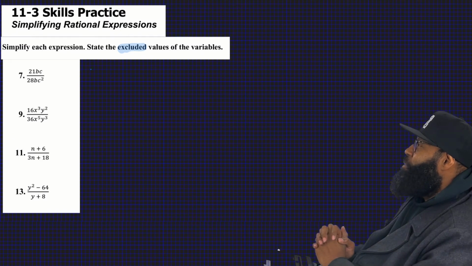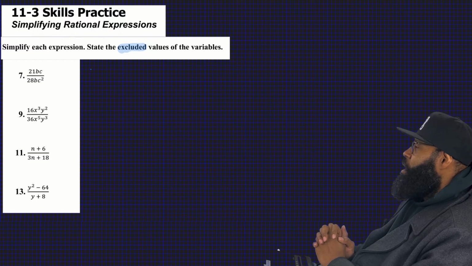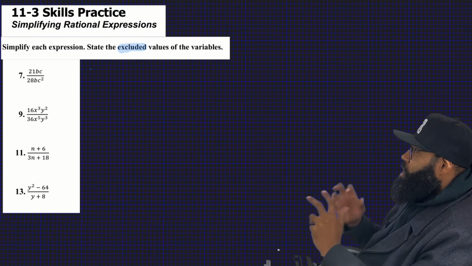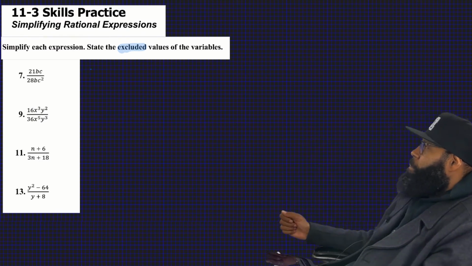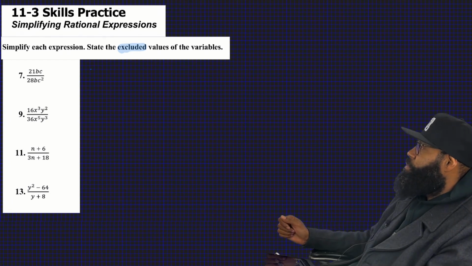All right, so what are we doing here? We are simplifying 21 b c divided by 28 b c squared. So we're canceling the common factors of b and c and c. And 7 goes into 21, 7 goes into 28. What's up with this monomial? Oh, 4. And 1 c left.